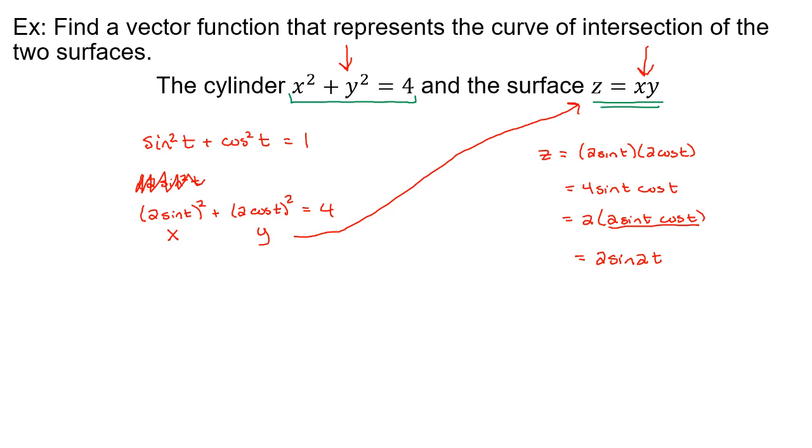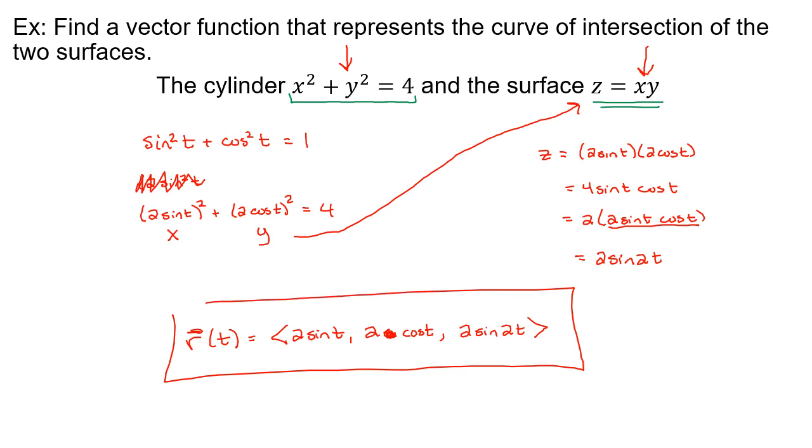Then you put it all together because it wants you to find the vector function. So I can say that r of t is going to be defined as, in my case, 2 sine t for x, 2 cosine t, sorry, bad handwriting, 2 cosine t for y, and 2 times the double angle of sine for z. This vector function represents the intersection of the cylinder and the surface in this case.